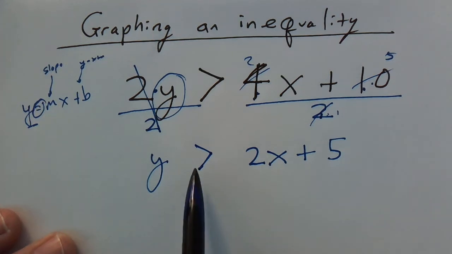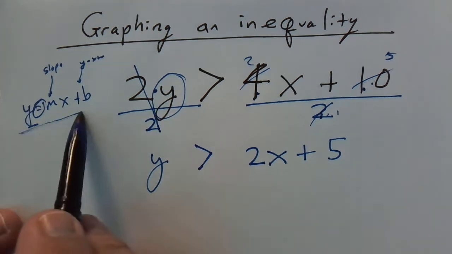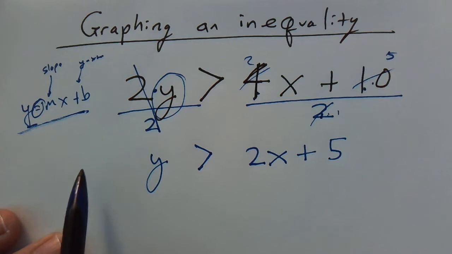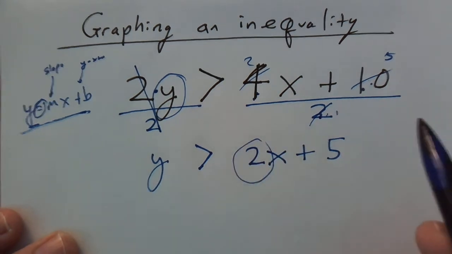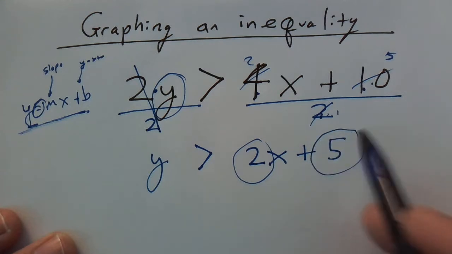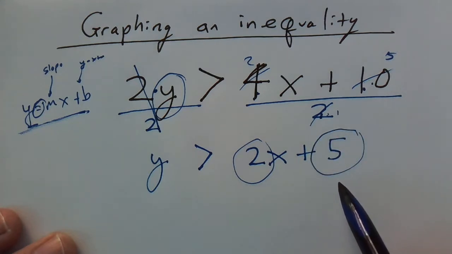Now, if you notice, other than this being an inequality sign, it's now in the format of the slope-intercept, the y equals mx plus b. So our slope in this case is going to be the 2, and our y-intercept is going to be the 5. I did some other videos that I showed how to graph using this format, and you may want to take a look at those at this point as well.